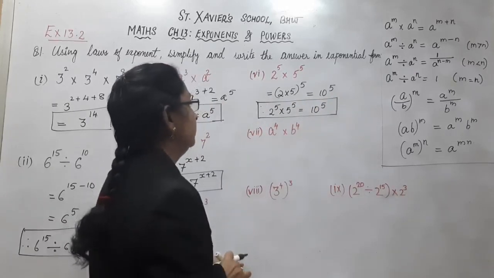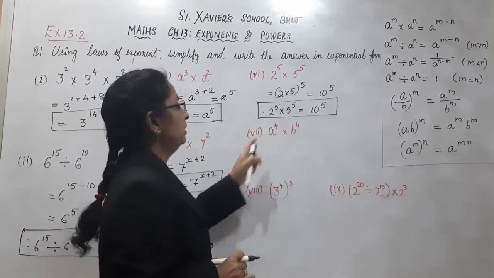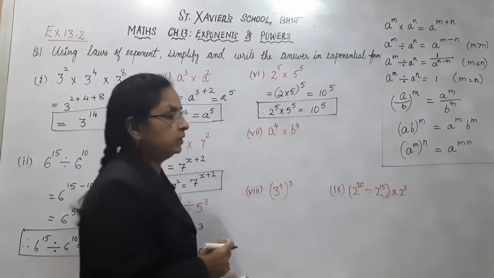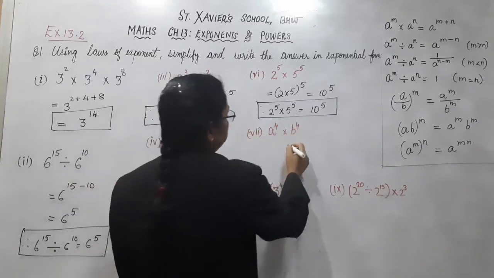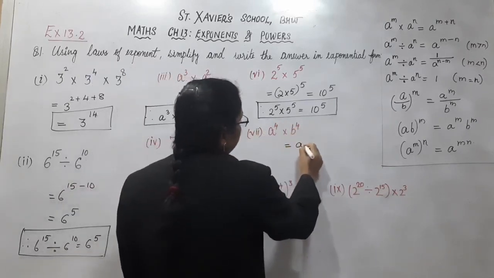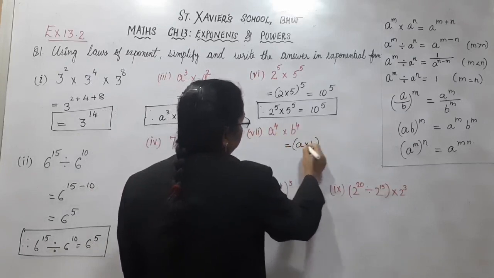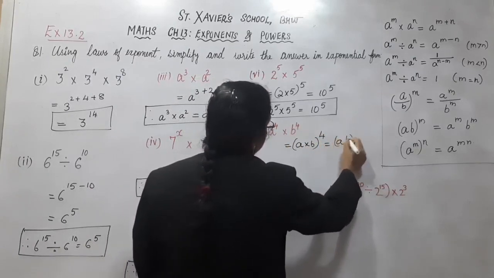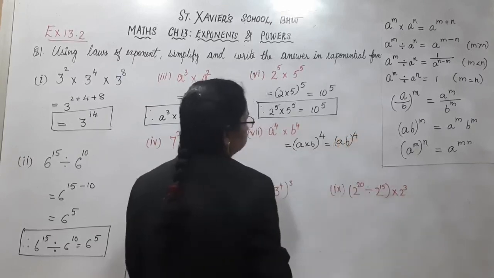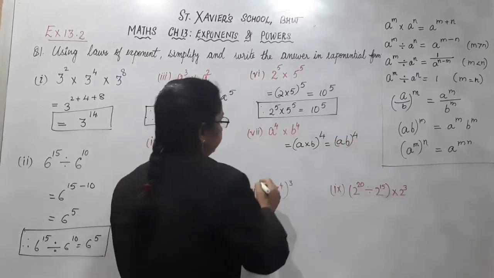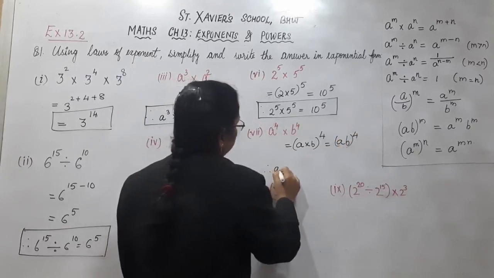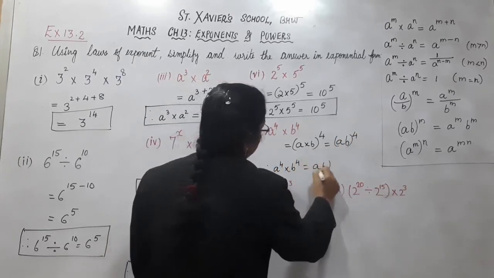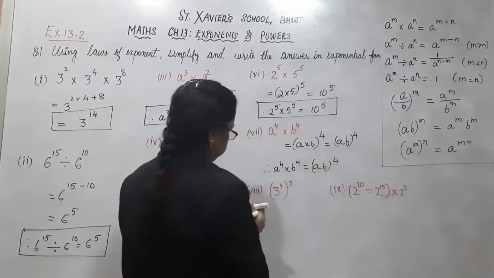The same way with variables a and b. A raised to 4 into b raised to 4. Here power is same. So what we will do is, a into b, common power we take, that is equal to (ab) all raised to 4. Answer, a raised to 4 into b raised to 4 is equal to (ab) all raised to 4.